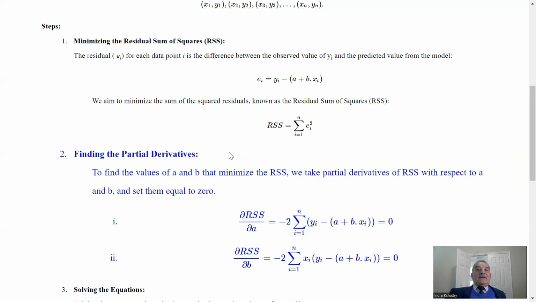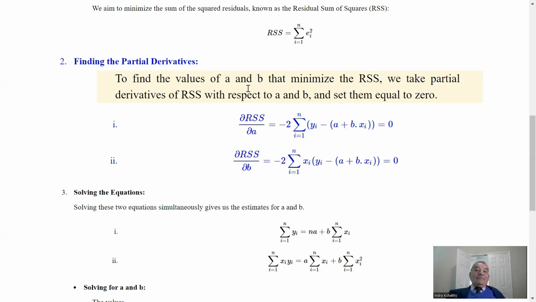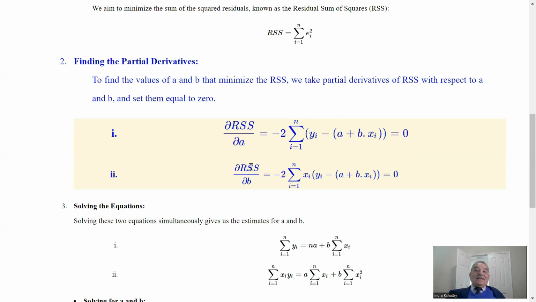We use the partial derivative techniques of calculus to minimize this RSS. To find the values of A and B that minimize the RSS, we take the partial derivatives of RSS with respect to A and B and set them to 0. First, the partial derivative of RSS with respect to A is this expression, and we are setting this to 0. Second, the partial derivative of RSS with respect to B is this expression, and we are setting this to 0.